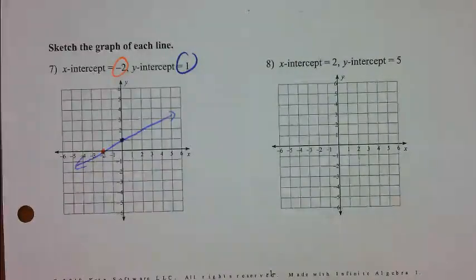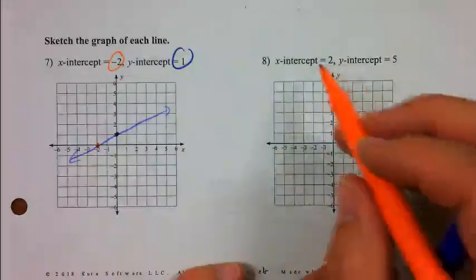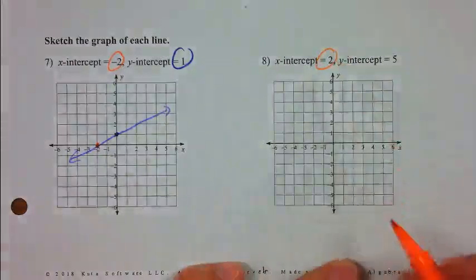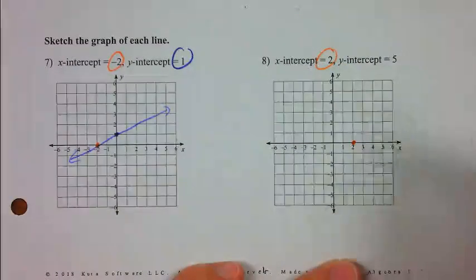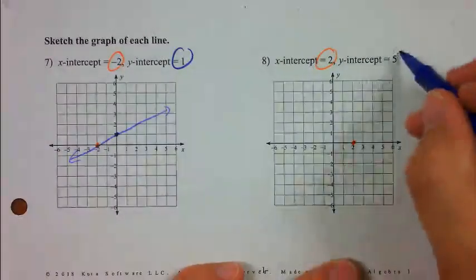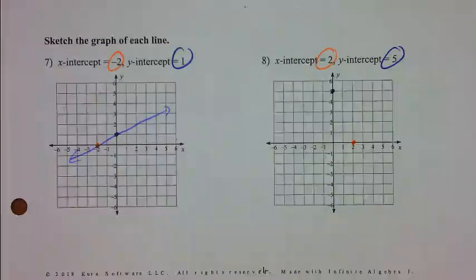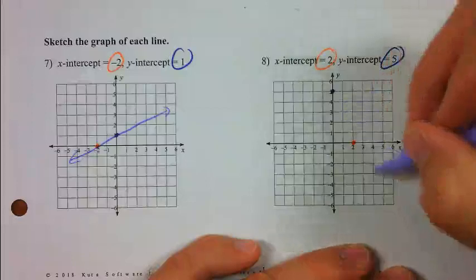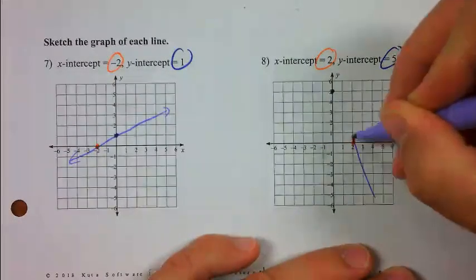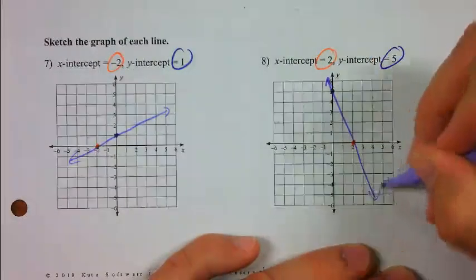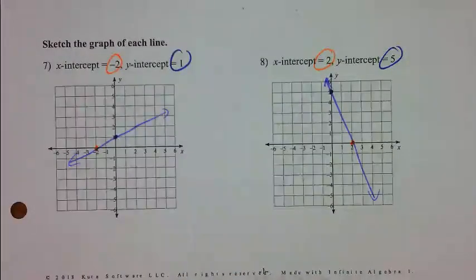So then on number 8, we have an x-intercept at +2. So we're on the positive side. We have our first point. Then we have a y-intercept at +5. So now it's up here. So our line this time looks something like that with a negative slope. Now, that's all those 2 asked us to do. We don't have to do anything else.